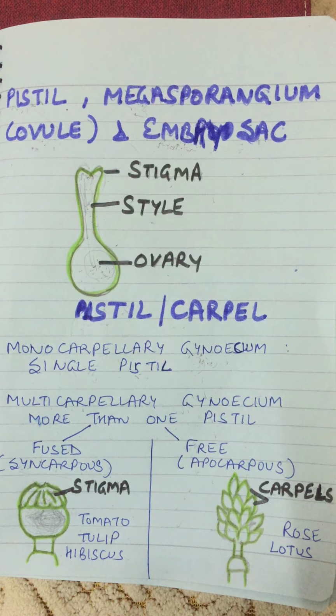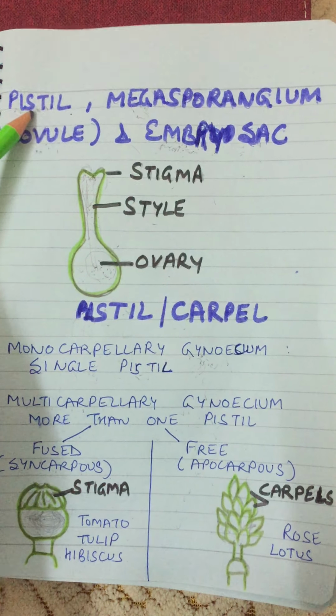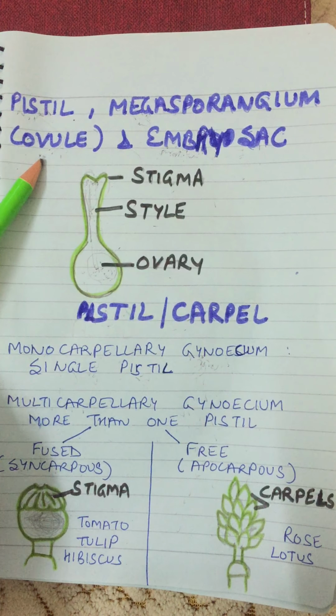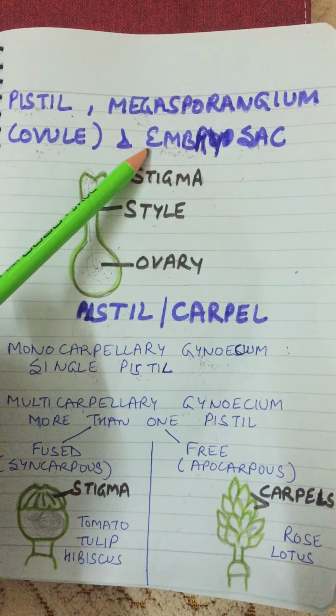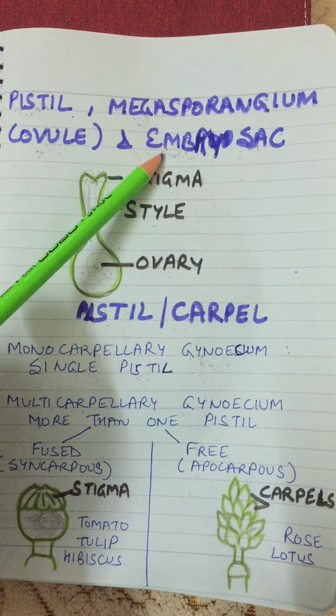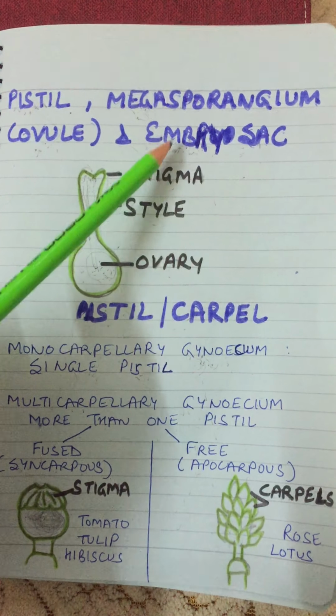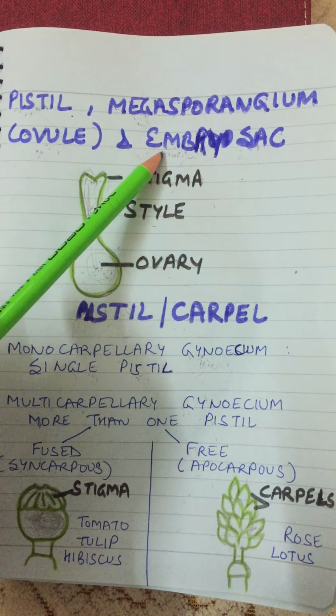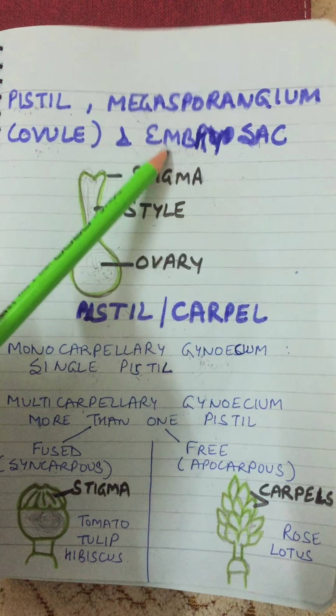We have already discussed the pre-fertilization events that occur in the stamen. Now we will focus on the pre-fertilization events and structures in the pistil, megasporangium, which is also called ovule. Here we will also discuss the development of the embryo sac, which is also called the female gametophyte. It is called female gametophyte because it will contain the female gamete, that is, the egg.